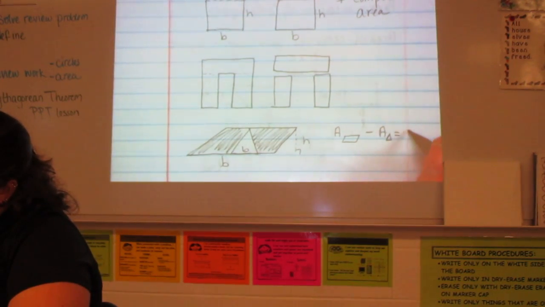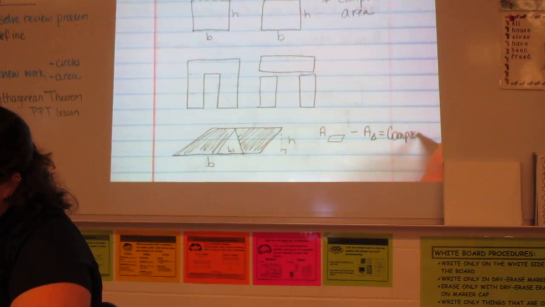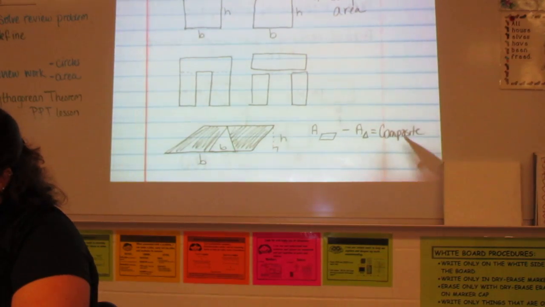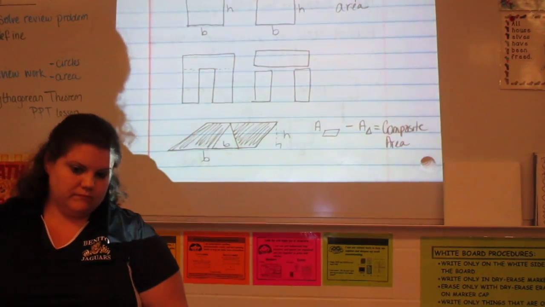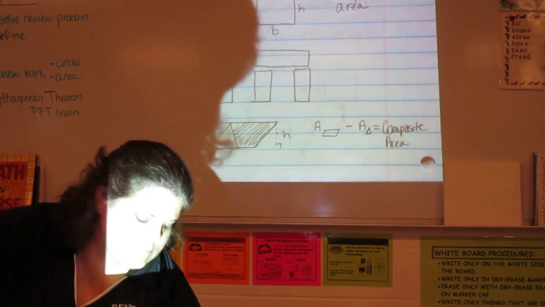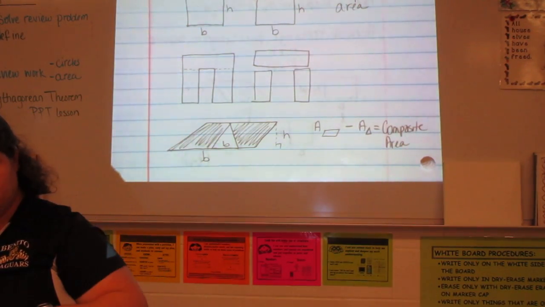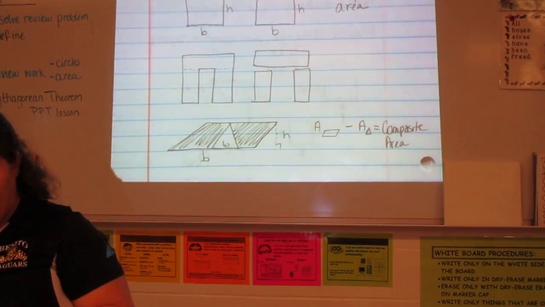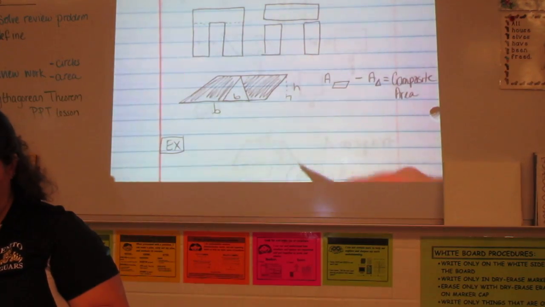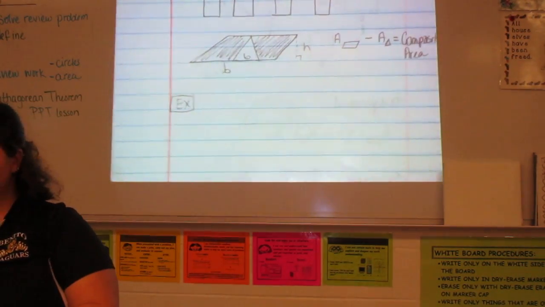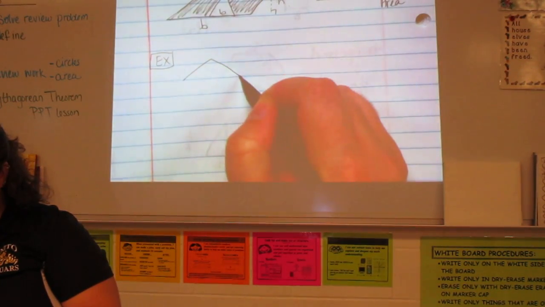Then that would be the composite area. So for example, let's say I have a figure that looks like this.